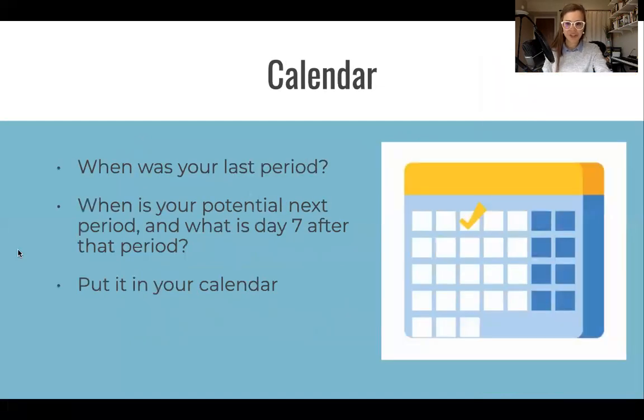You also want your calendar, so you can look at when was your last period? What was the day it started? When is your potential next period, and what is day 7 after that period? And then mark these in your calendar or whatever device or tool you're using to keep track of these things, so that you know when to start using your ovulation predictor kit, and then you can get an idea of how close you are.